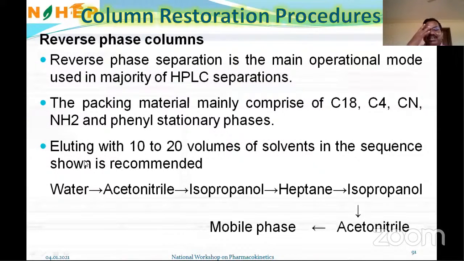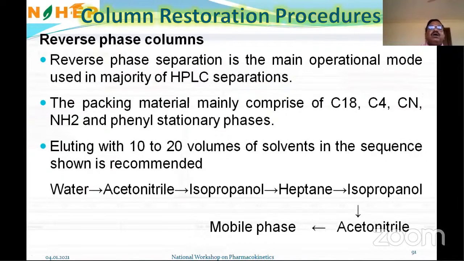In the restoration procedure, the column should be eluted with 10 to 20 column volumes of the following solvents in a sequence. That means if the column capacity is 5 ml, we have to use 50 to 100 ml of each solvent. First, 50 to 100 ml of water is passed through the column, followed by acetonitrile, then isopropanol, then heptane, then isopropanol, and acetonitrile, and last the mobile phase. In this sequence, each solvent should be passed at 50 to 100 ml through the column.